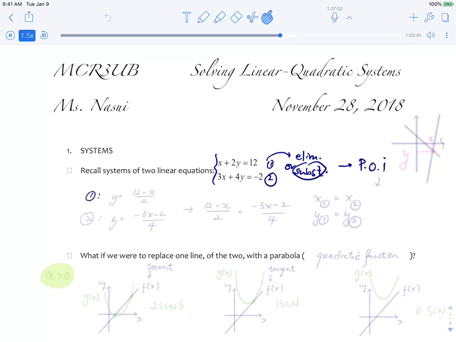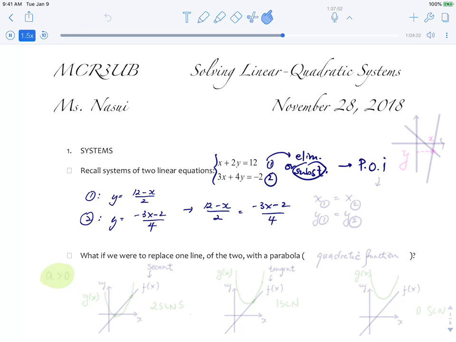So from the first one, if I isolate for y, I'm going to get 12 minus x all over 2. For the second one, if I isolate for y, a little more complicated, we have negative 3x minus 2 all over 4. Once we solve for this, we usually go 12 minus x over 2 is negative 3x minus 2 all over 4, right? And that's now an equation that I can solve for x, and then I can go back to either 1 or 2 to solve for my y, right?